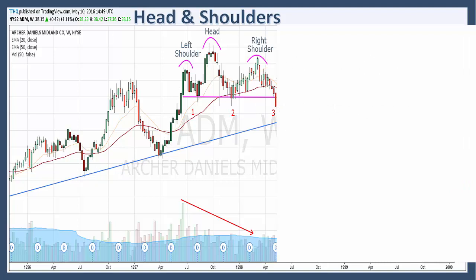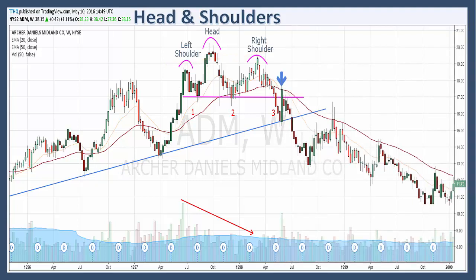This peak is lower than the head, which is a lower high, and usually is in line with the high of the left shoulder. While symmetry is preferred, sometimes the shoulders can be out of whack, and the decline from the peak of the right shoulder should break the neckline.